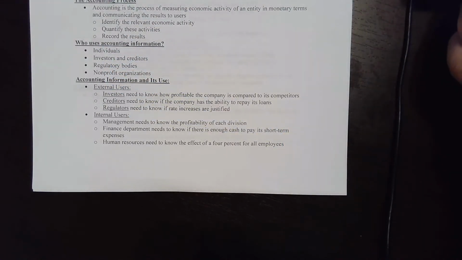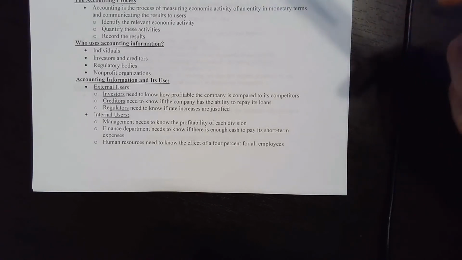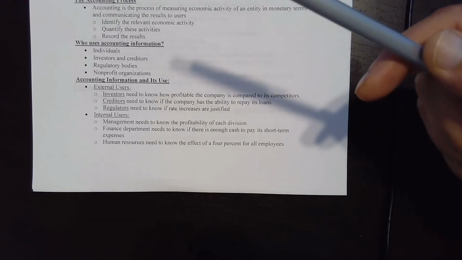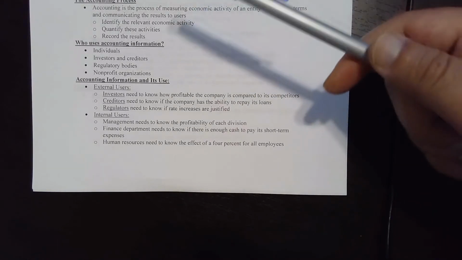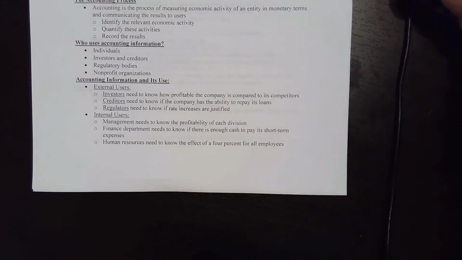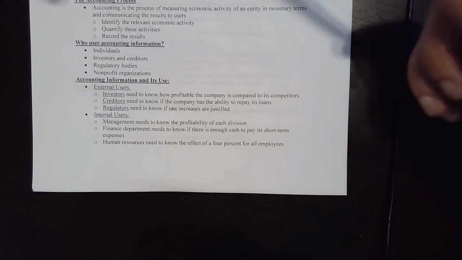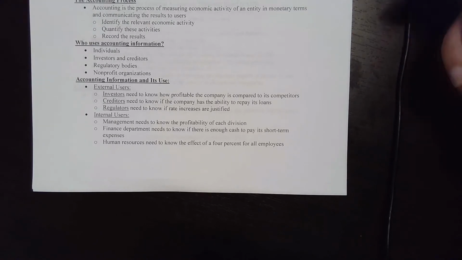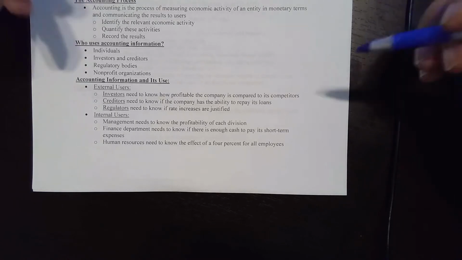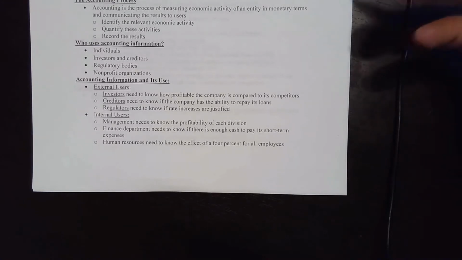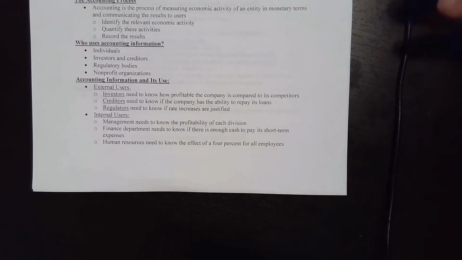External users are obviously investors, meaning shareholders. Creditors, meaning banks. Regulators, meaning state tax authorities, sales tax authorities, federal income tax authorities. Internal users are management, the finance department, human resources. So why does management need it? Because management needs to make decisions. For example, if you are sitting on too much inventory, we really do not need to buy inventory. We need to find ways to sell inventory, and other decisions such as hiring and firing, meaning what is our busy season.